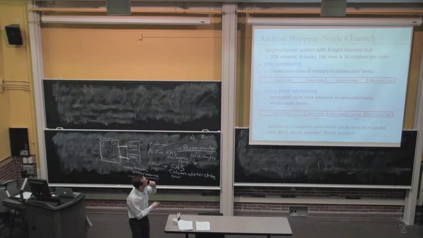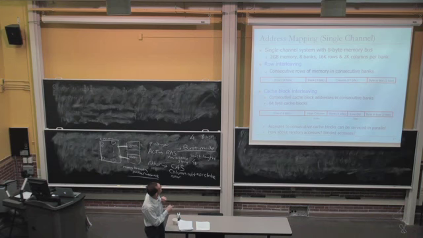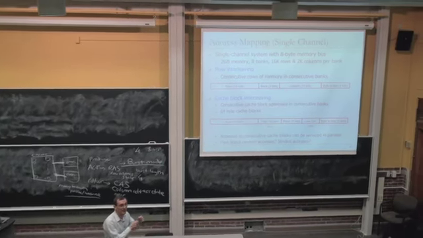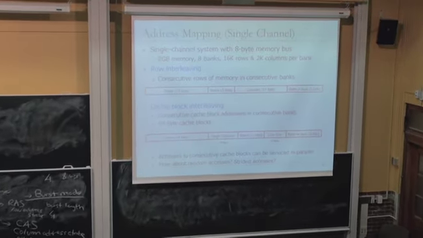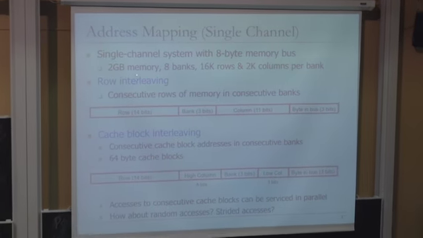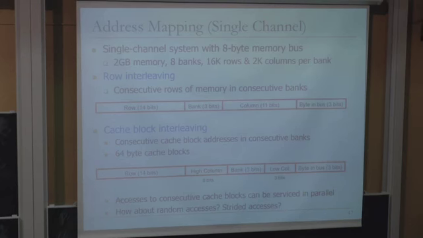Okay, so let's get back to address mapping. There are two major ways address mapping is done in today's systems: how you interleave different things in different portions of memory. One is row interleaving. This essentially says consecutive rows in memory are in consecutive banks, which means that consecutive addresses in physical memory are in the same row buffer, right? Does that make sense?